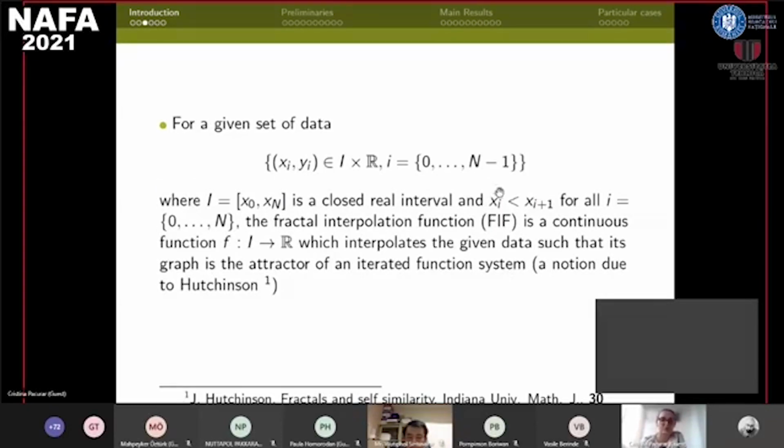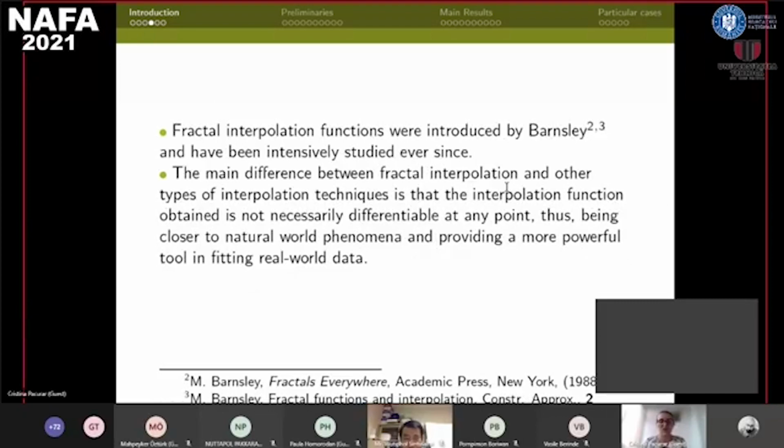Consider the given set of data (x_i, y_i), where the x_i are sorted in ascending order and are part of the closed interval, which we'll note with capital I, the closed interval [x_0, x_n]. Then the fractal interpolation function is a function defined on I with real values, which interpolates the given data, such that its graph is the attractor of an iterated function system. The notion of iterated function systems was introduced by Hutchinson. Fractal interpolation functions were introduced by Barnsley, and they have been intensively studied ever since.